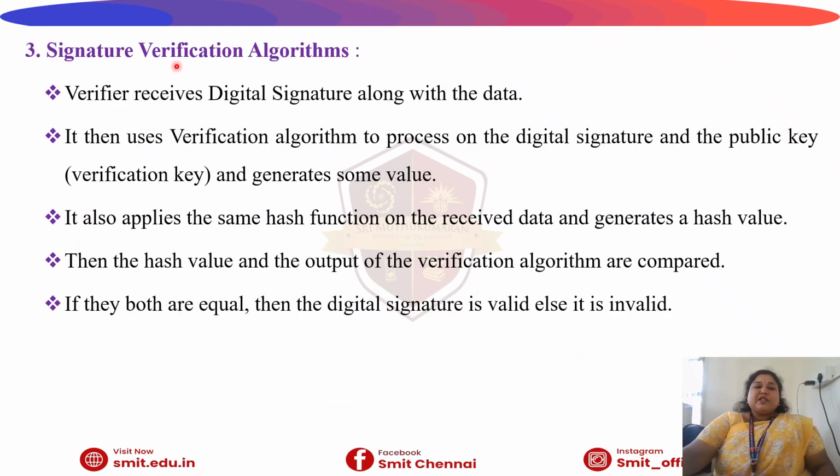Next is the signature verification algorithm. The verifier receives the digital signature along with the data. To process the digital signature, the verifier algorithm uses the public key. It also applies the same hash function on the receiver's data and generates a hash value. By using the hash value, we protect the data, and for output verification we also use the same hash function values.